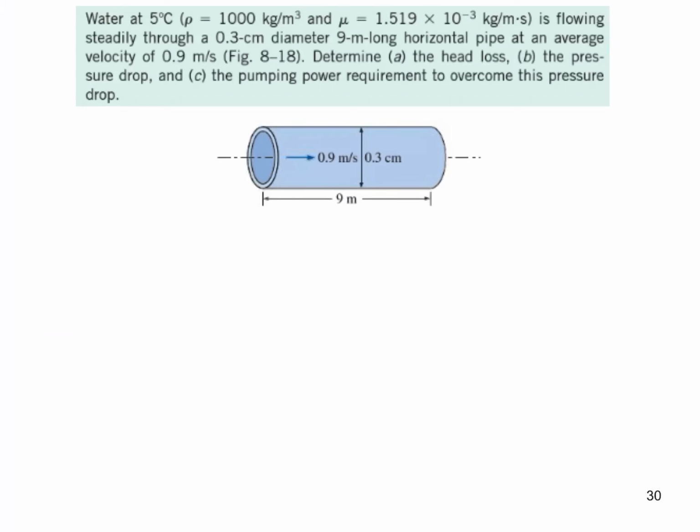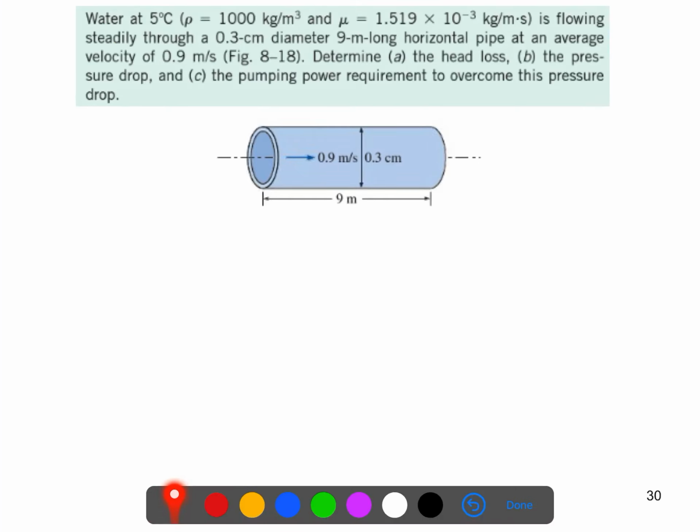Alright, so this is the second problem. We'll calculate the pressure drop and head loss in a pipe. This is the schematic given. You can see the diameter is given, the velocity is given, and the length of the pipe is given here. The water temperature is 5 degrees centigrade.